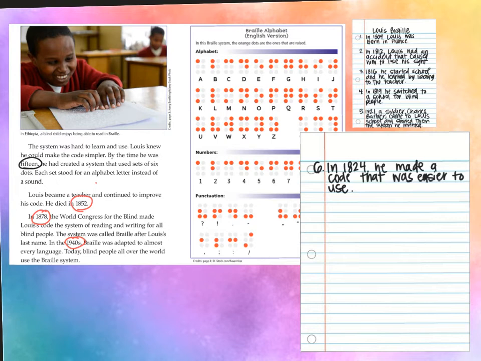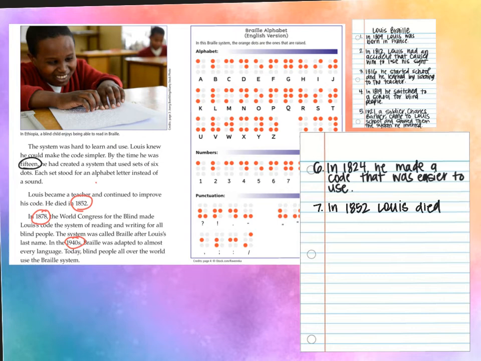Okay, so let's keep reading and let's add some more to our graphic organizer. In the next paragraph it says, Lewis became a teacher and continued to improve his code. He died in 1852. Okay, so do we think that date is important to add to our graphic organizer? We already have that he was born in 1809, and he died in 1852. So we want to add that to our graphic organizer because that seems like an important event. So in 1852, Lewis died.